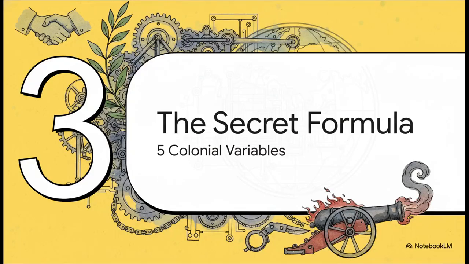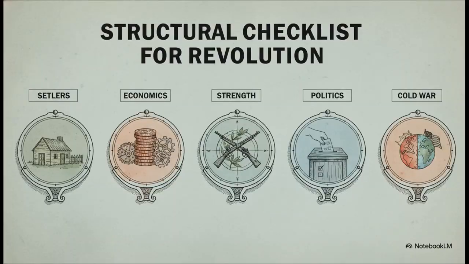The secret formula: 5 colonial variables. So the crucial point is that negotiated independence and armed struggle were not just random occurrences. A hidden formula practically dictated a colony's fate based on 5 key variables. First, the size and stake of the settler population. Second, the colony's economic value to the metropole. Third, the independence movement's military and organizational strength. Fourth, democratic political pressure back home. And fifth, Cold War superpower pressures. In India, these variables heavily favored compromise. But in Algeria, that massive settler population practically guaranteed violence.